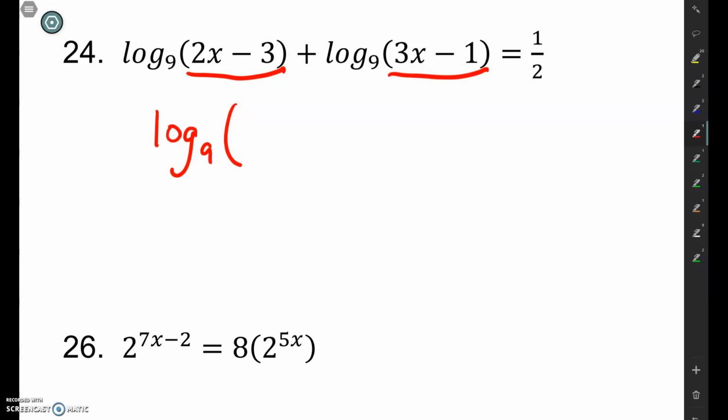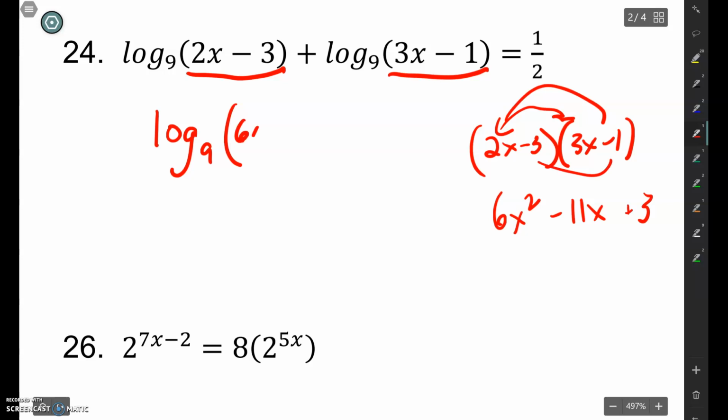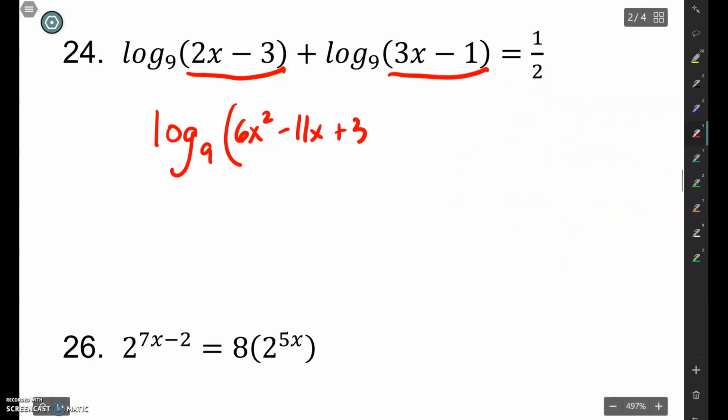What would that be? Gotta do a little FOIL action. 2x minus 3. You guys are seeing me struggle. It's late. It's 10:30 at night. I love you guys. I'm making this video for you at 10:30 at night. What is that? That's 6x squared minus 2x minus 9x minus 11x plus 3. So 6x squared minus 11x plus 3. I'm down to 2 minutes. Yikes. I'm on the clock.